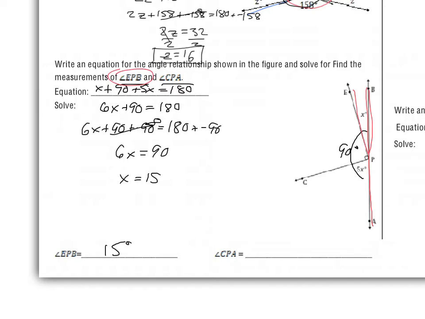And CPA, this one is 5 times x. So angle CPA is equal to 5x, which is equal to 5 times 15. And that's going to give me 75 degrees.